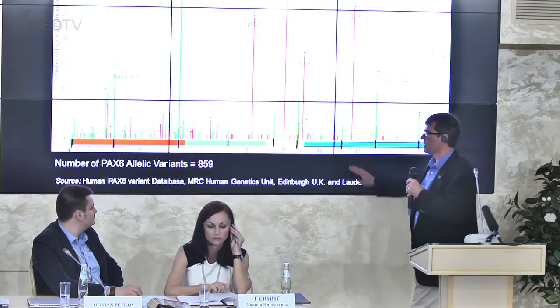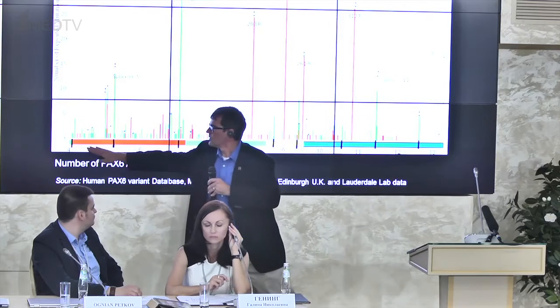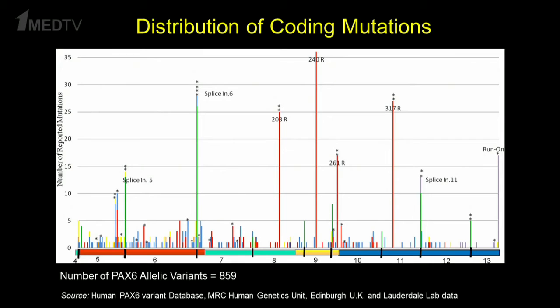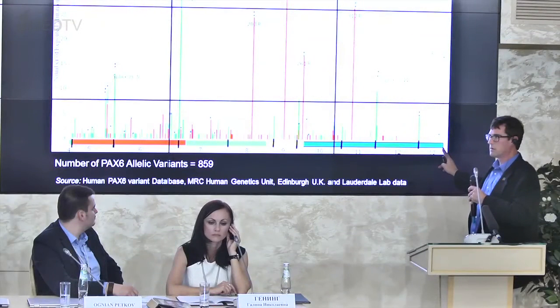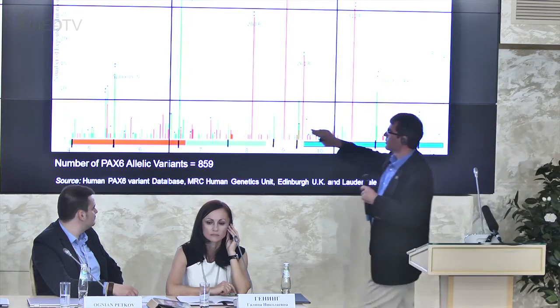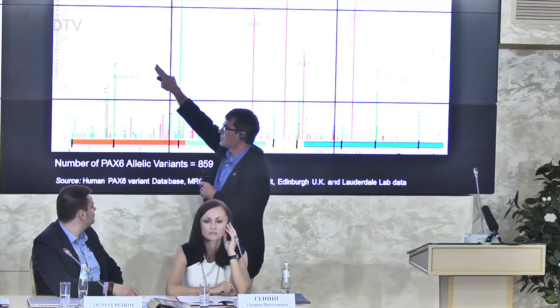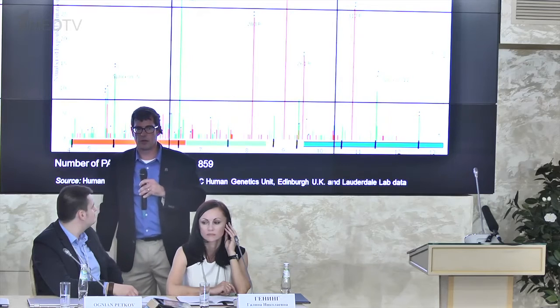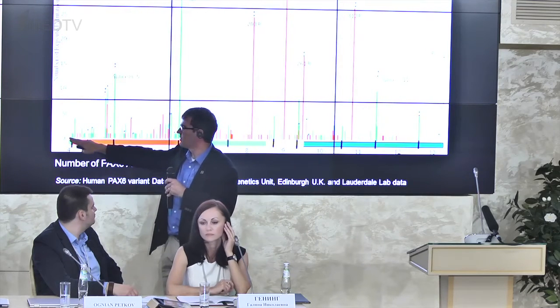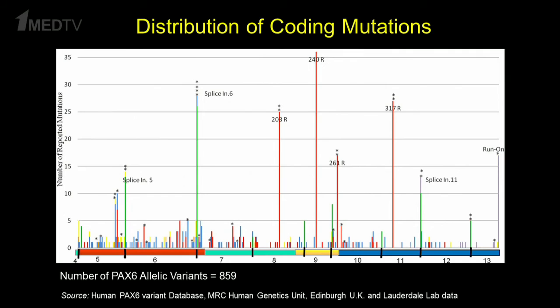If we begin, so now we're going to look again. This represents the protein in the chromosome. If we ask, where do mutations occur, we see this is the start of the protein. This is the end of the protein. These bars represent the numbers of mutations that we see at any position. And you can see that there are mutations that can occur anywhere along PAX6.